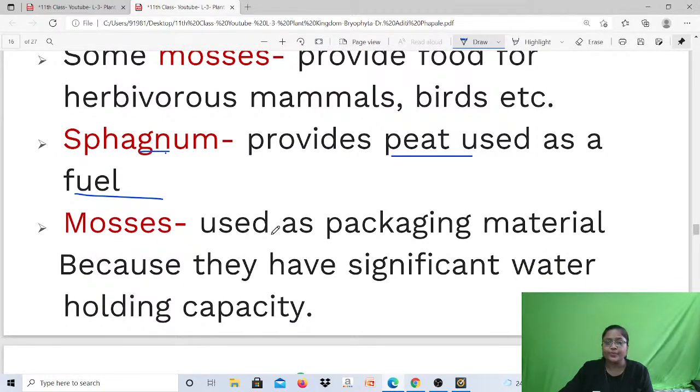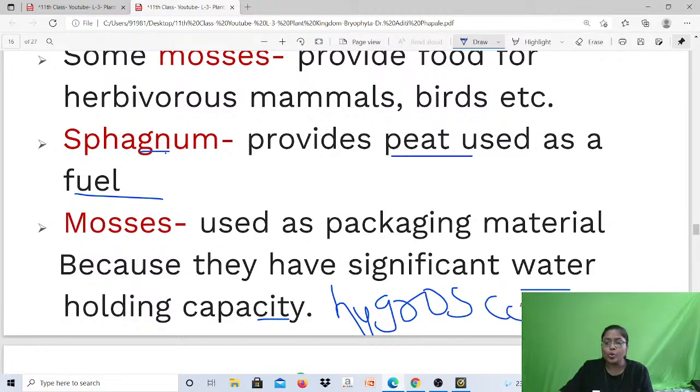Then mosses are also used as packaging material because they have significant water holding capacity. They are hygroscopic in nature. Water holding capacity means they are hygroscopic. Because of this property, they are used as packaging material.